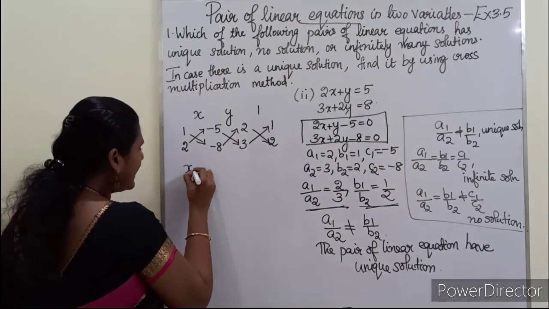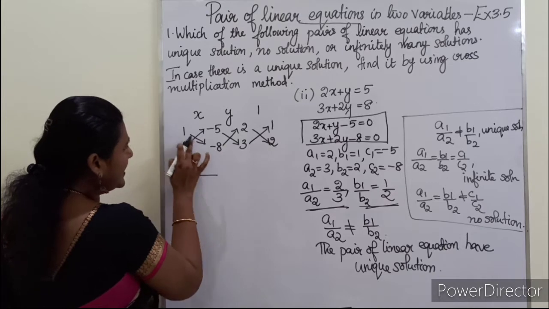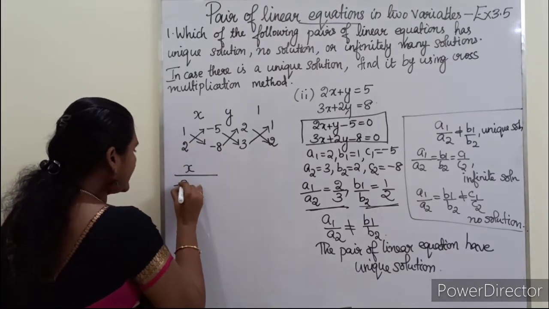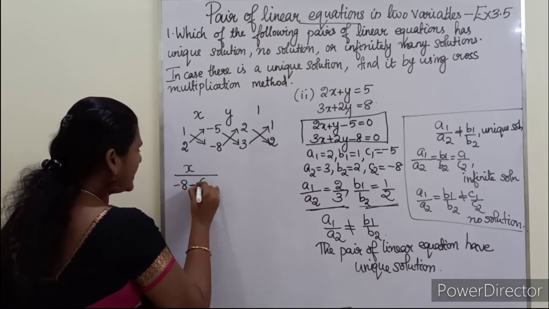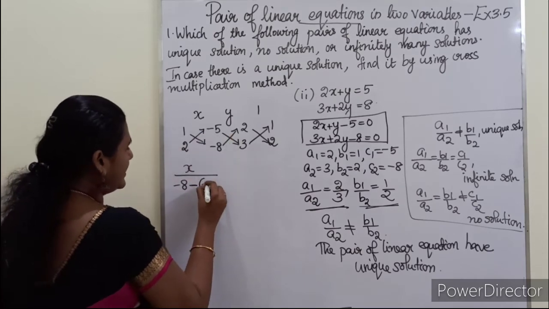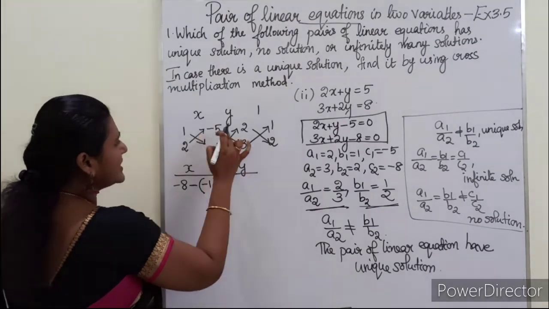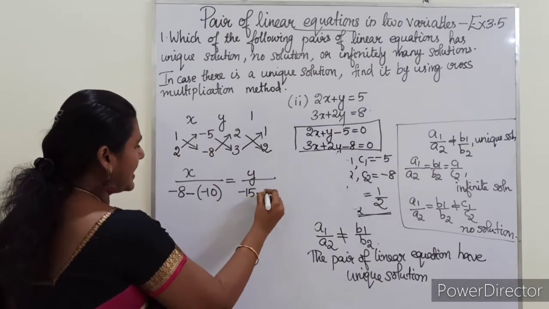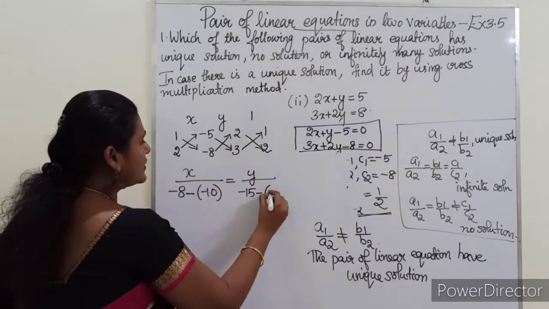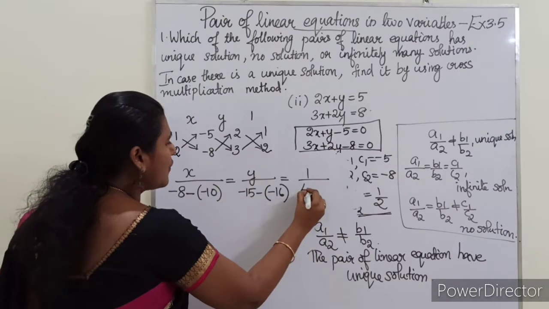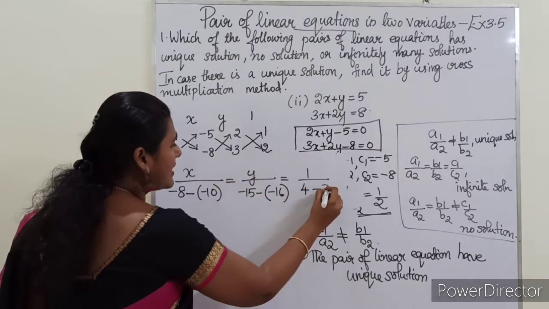So here we will write x by, we will multiply. First we have to multiply these two numbers. So 1 into minus 8, that is minus 8, minus of 2 into minus 5, that is minus 10, which is equal to y by minus 5, that is minus 15, minus 8 into 2, that is minus 16, is equal to 1 by 2, 2s are 4, minus 3 into 1 is 3.